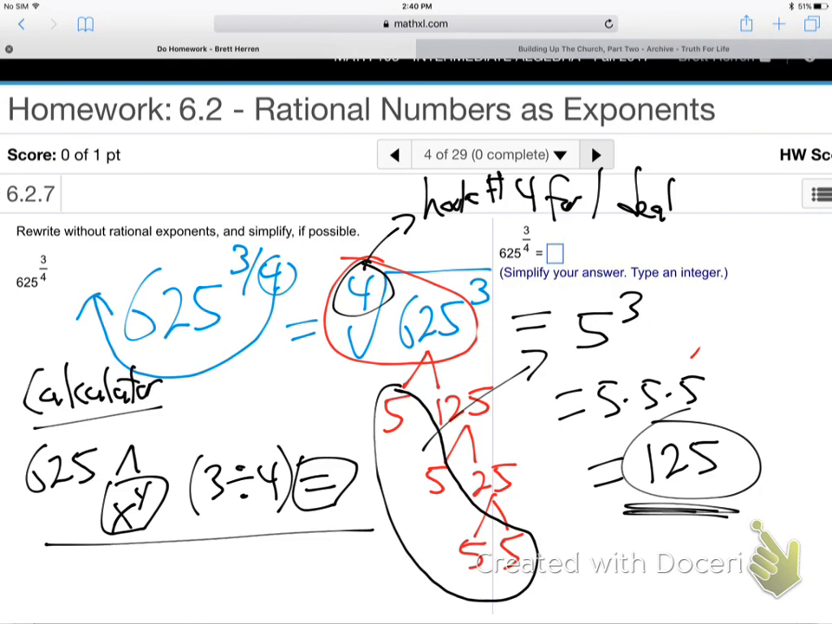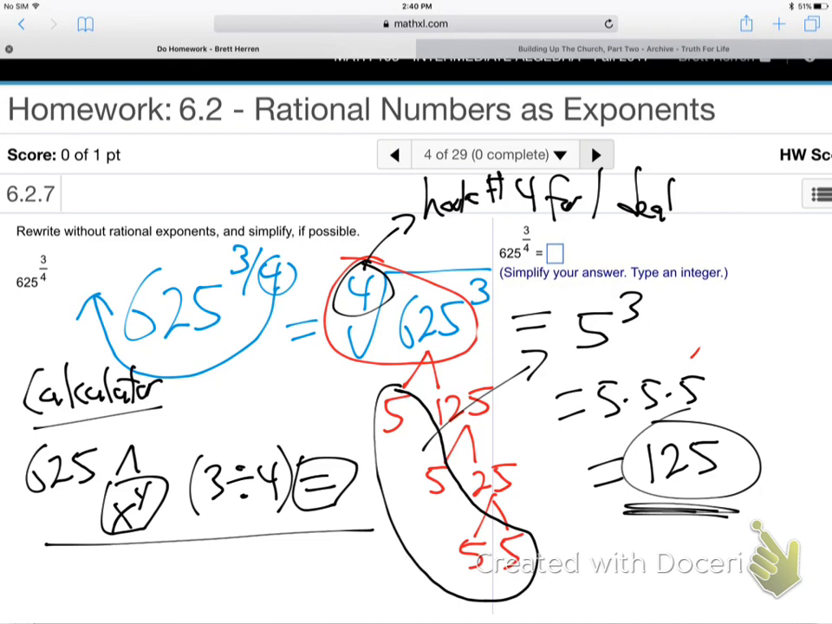Did yours do the same thing? X to the y? Let's see. Is there x to the y somewhere? Oh, right here, y to the x. There it is, there's the power button. So it's going to be the same exact procedure. 625, y to the x. Boom, I hit it. Where are the parentheses? Oh, right here. Parenthesis, 3 divided by 4, parenthesis, equals.